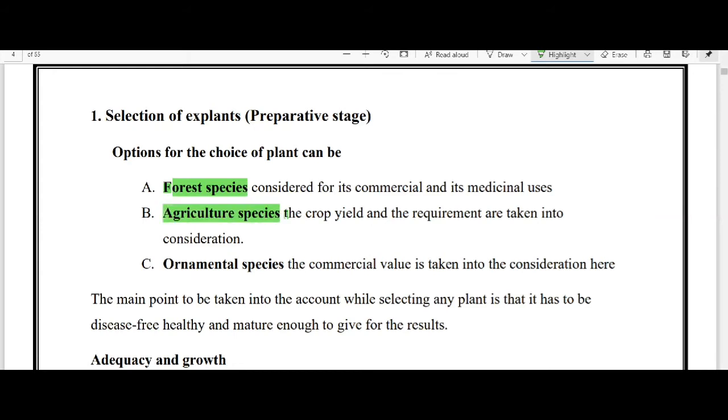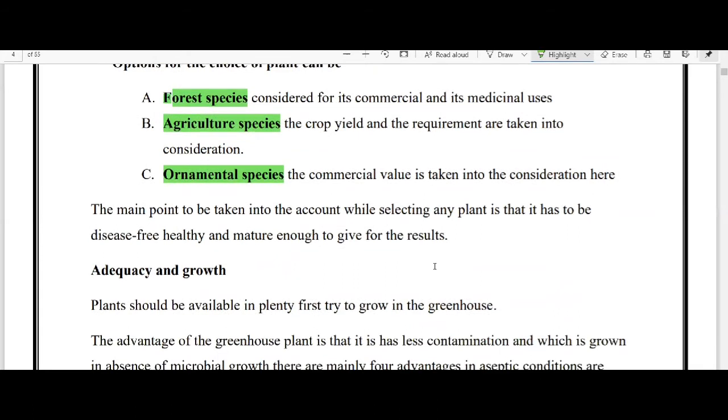For agriculture species to yield high crop production, we will select those plants, or we can also select some ornamental species for their commercial value. So any plant can be taken for this process. The main point to be taken into account while selecting any plant is that it has to be disease free and mature enough to give good results.